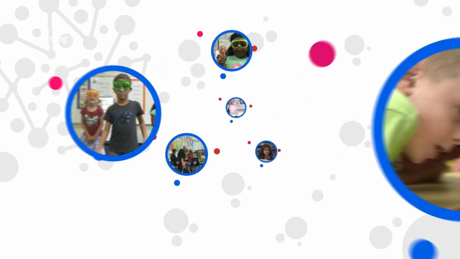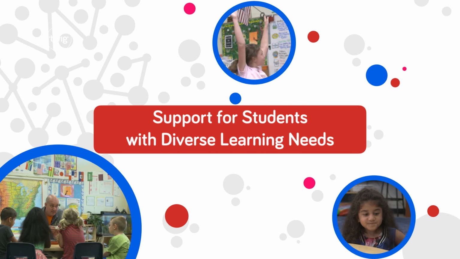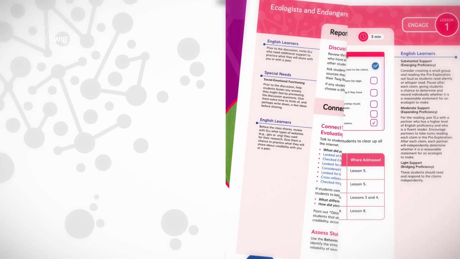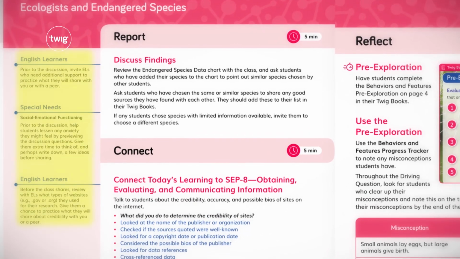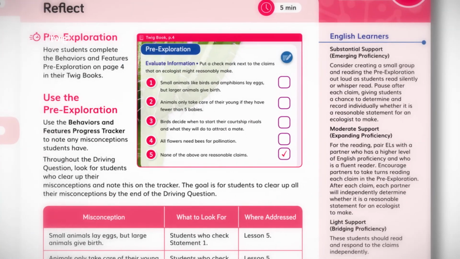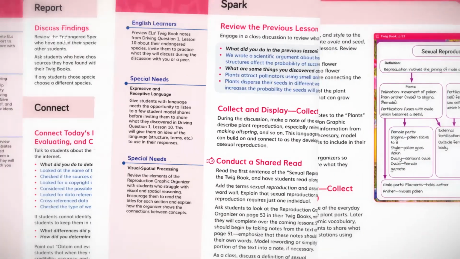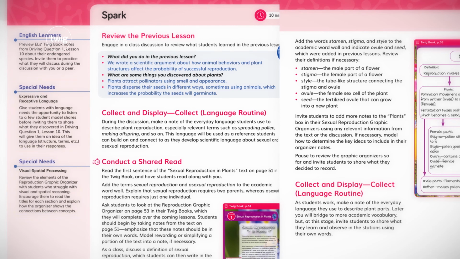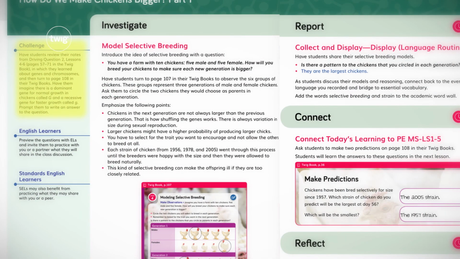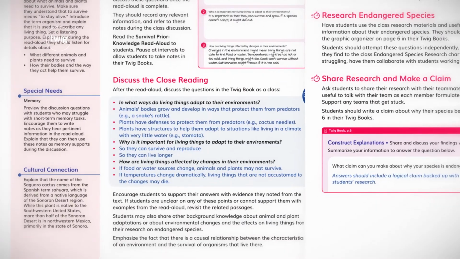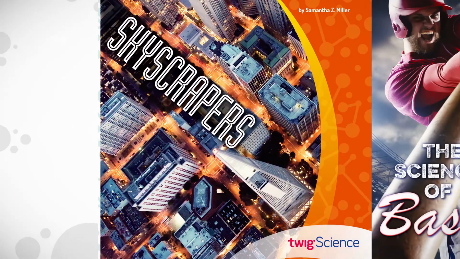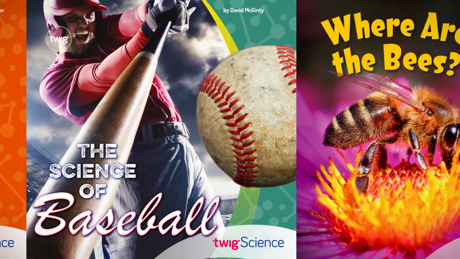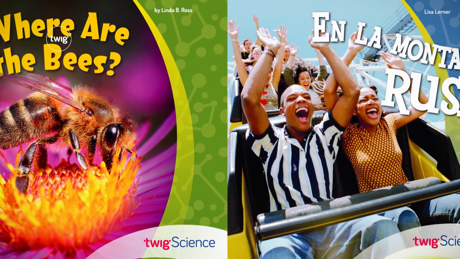We have plenty of support for students with diverse learning needs. Teacher support is provided at the point of use throughout. From English learners to students with special needs. There are also challenges for GATE students and cultural connections to engage students from all backgrounds. And for all modules, leveled readers provide an alternative access point for the module phenomena and concepts. They come in 4 levels and Spanish.